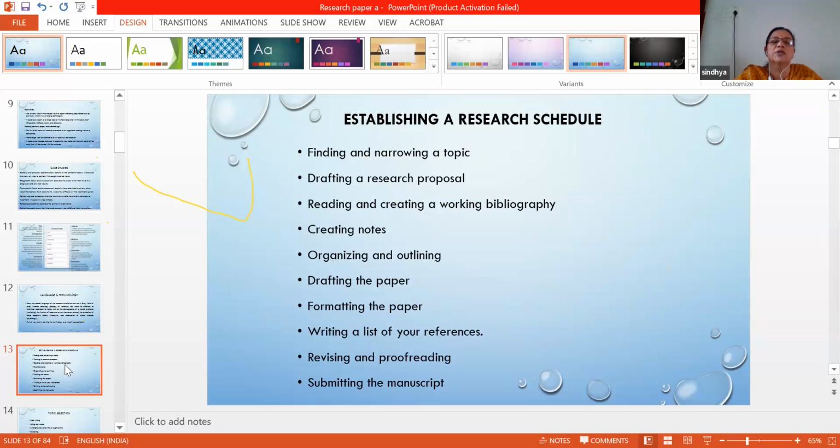And based on that, you have to organize the different categories and draft the paper. After drafting, you have to format the paper based on the requirements of the journal authorities or the publishers, write the list of references, revise and submit the manuscript. This is a research schedule for preparing a research paper.